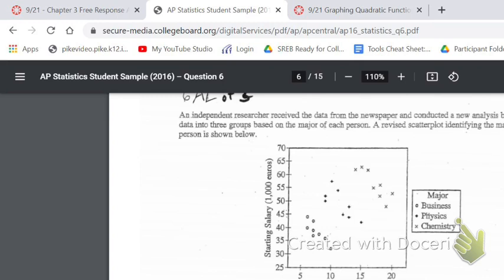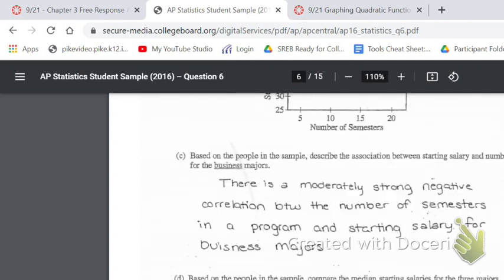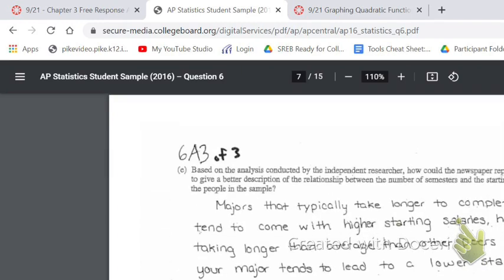Does that make sense? So yeah, I think this analysis at the end is probably the clearest to say that what the newspaper said wasn't wrong. These programs that take longer to complete usually do come with a higher starting salary, but within each of those disciplines, the longer you take, the lower your starting salary is. This student got a 4. Student got a 4 here.